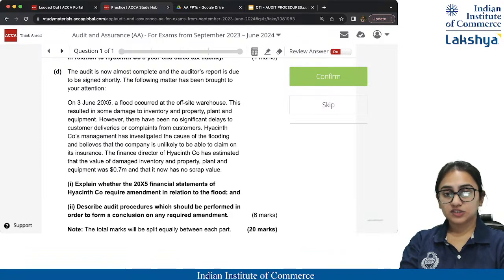IIC company's management has investigated the cause of the flooding and believes that the company is unlikely to be able to claim on its insurance. The finance director of IIC company has estimated the value of damaged inventory and property, plant and equipment was 0.7 million and that it now has no scrap value.